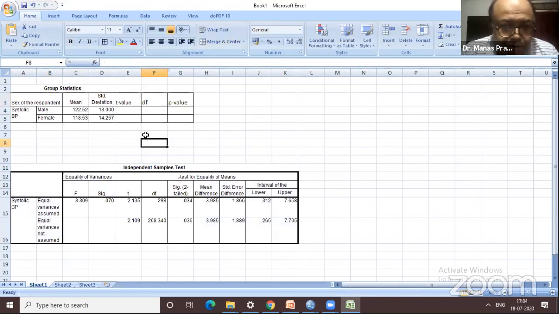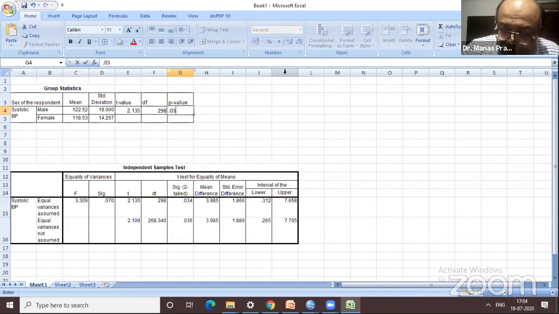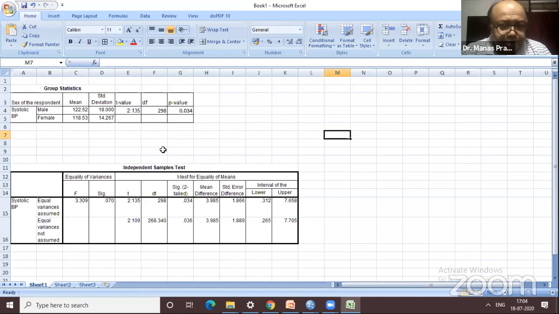Now, the t value is a small t, not capital T. So copy the t value, 2.135. The degrees of freedom is 298, and the p value is 0.034. For the p value, is the null hypothesis accepted or rejected? It is rejected. What is our null hypothesis? Our null hypothesis is that the mean systolic blood pressure of male and female are the same, but it is not true because the p value is less than 0.05.